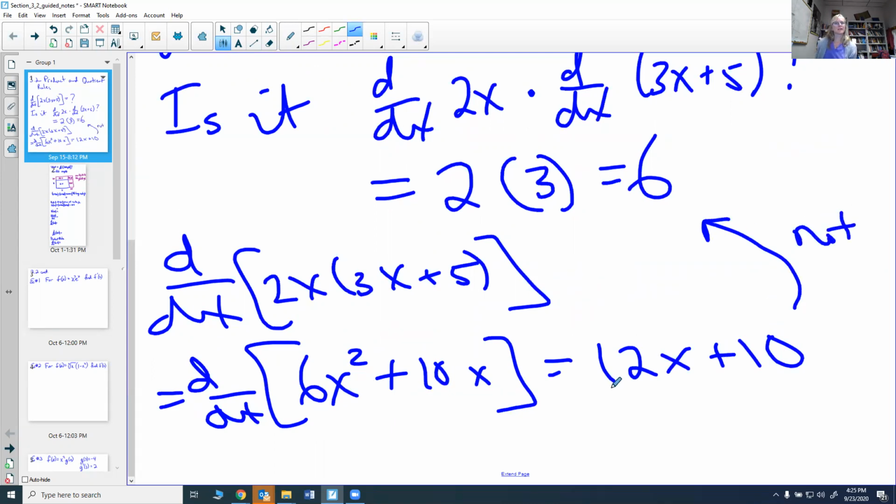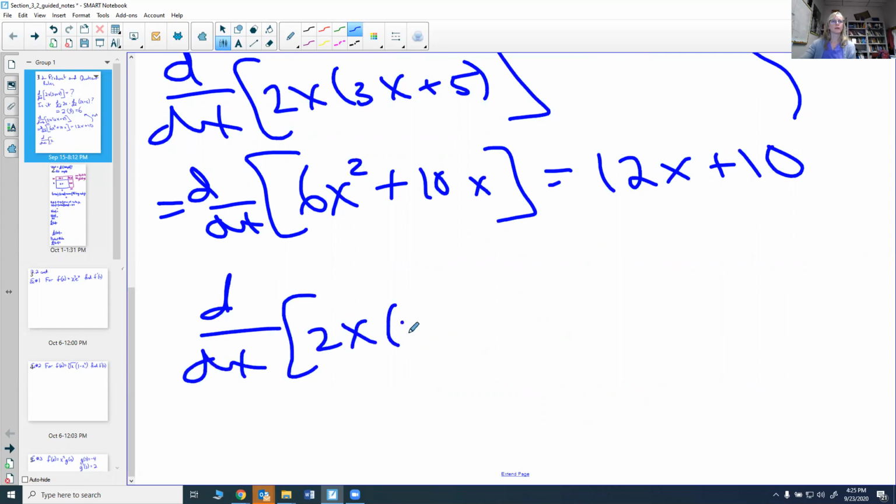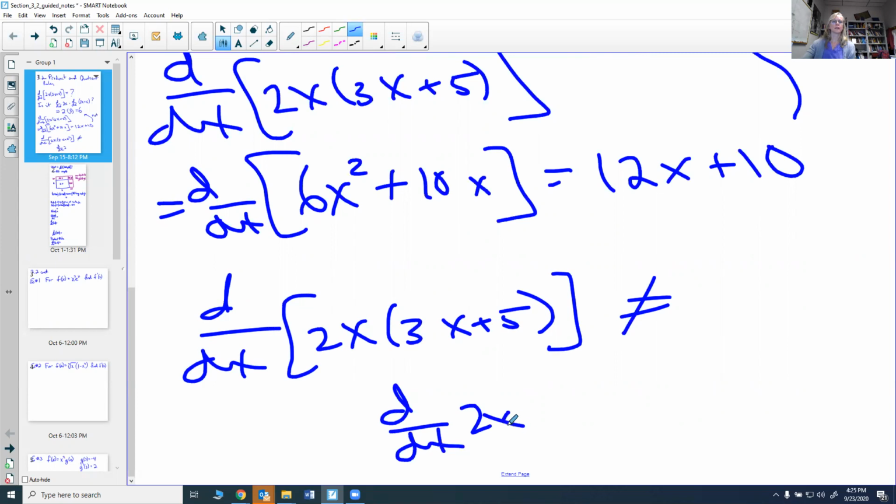so that's not this. So that tells me that that's not that. The derivative of a product is not the product of the derivatives. So we can actually say it that way. The derivative of 2x times 3x plus 5 is not the derivative of 2x times the derivative of 3x plus 5. So if it's not that, what is it?